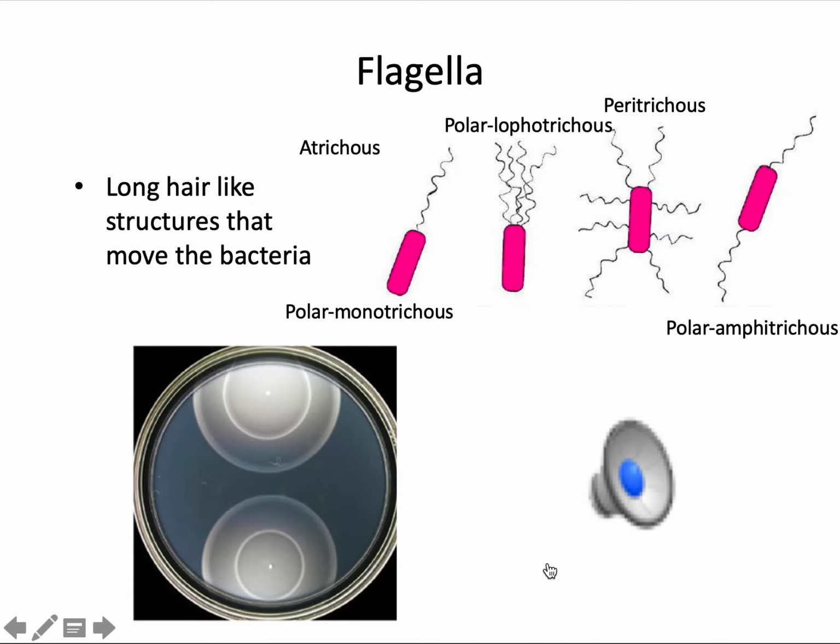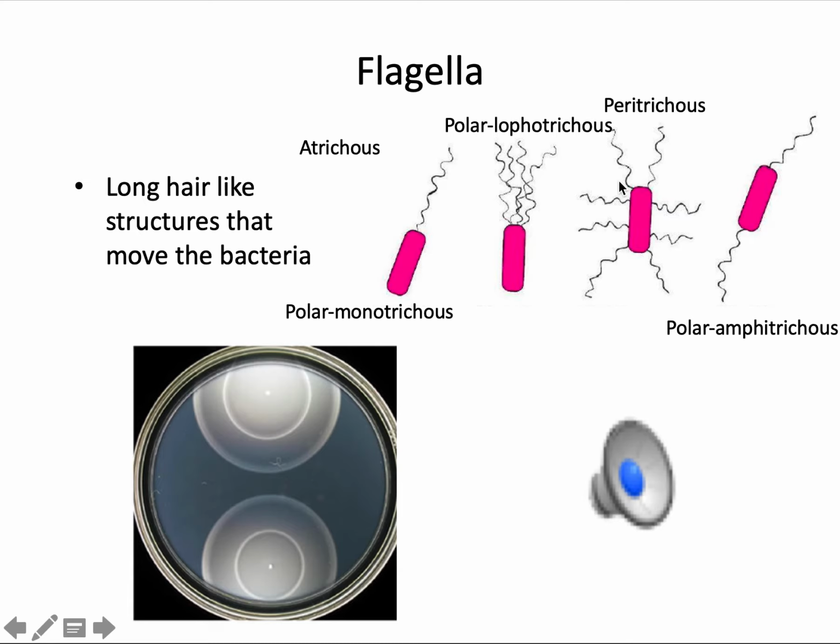Prokaryotes may also have flagella. The flagella are long hair-like structures that are found on the bacteria, and they help them to move. There are some bacteria that do not have any flagella. Those are called atrichous. So these are atrichous bacteria or prokaryotes. There are those that have several flagella all over their bodies. Those are the peritrichous.